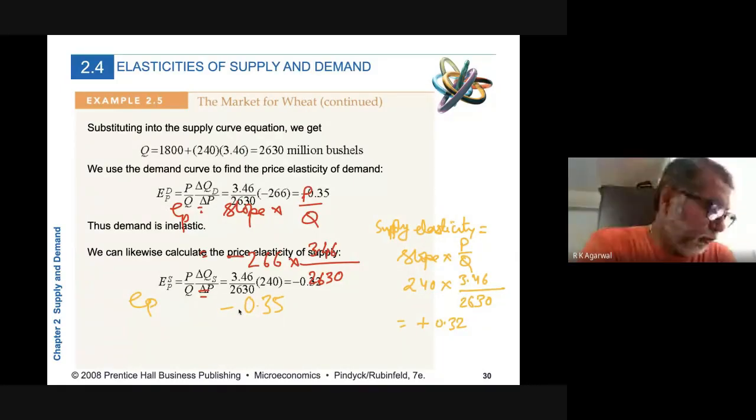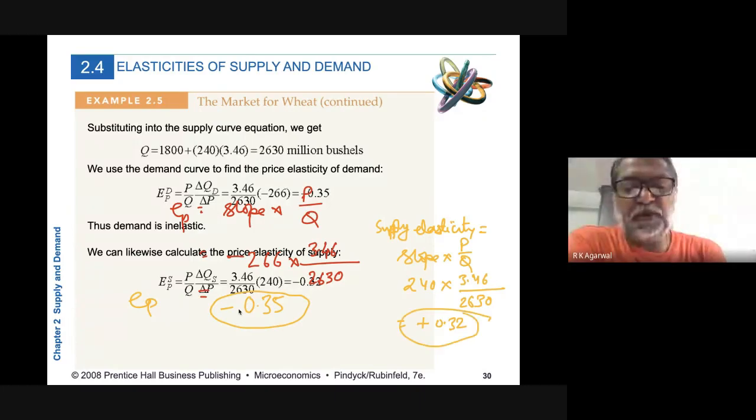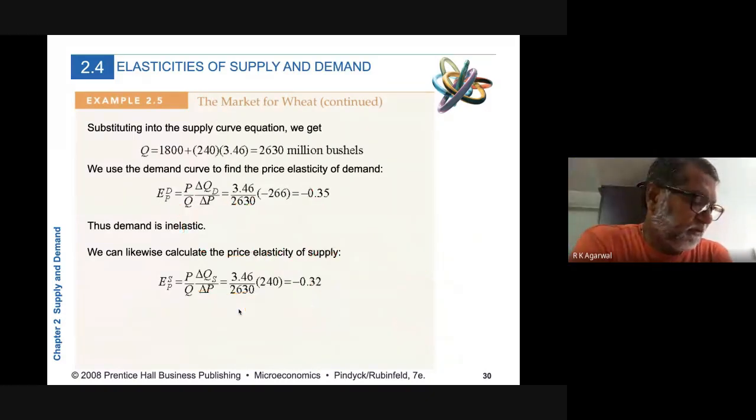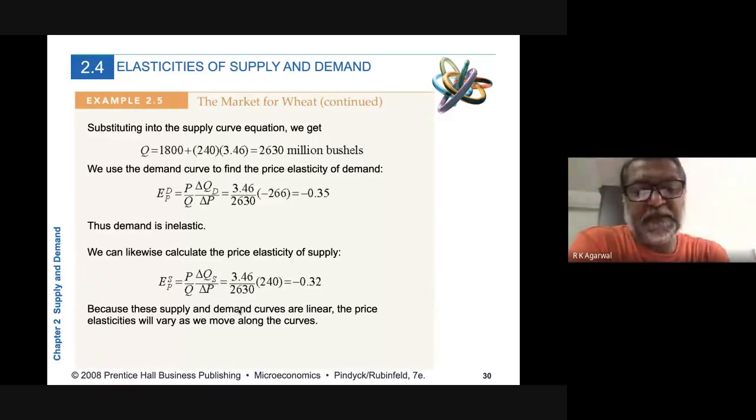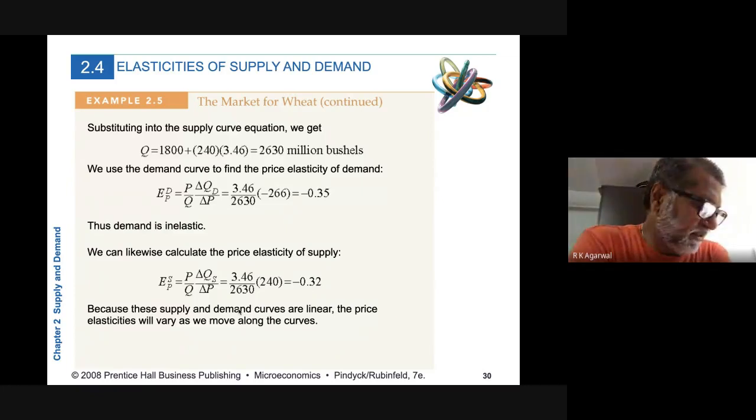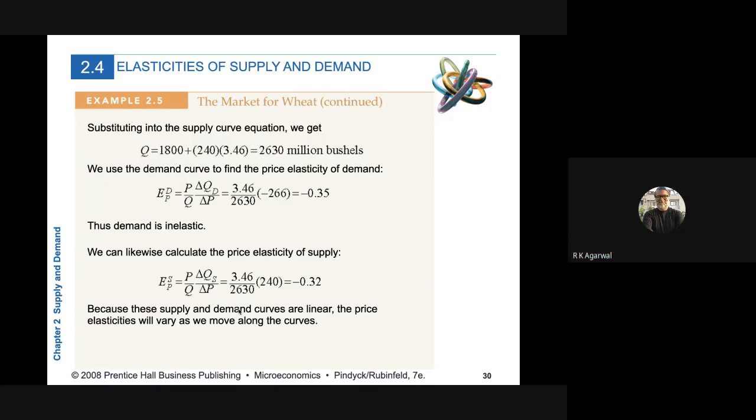So both are relatively inelastic. Demand is relatively inelastic. Supply is also relatively inelastic. This is what we have written here: because the supply and demand curves are linear, the price elasticities will vary as we move along the curves. Now, what does this line mean? What it means is that as you change the price, your elasticity will also change.